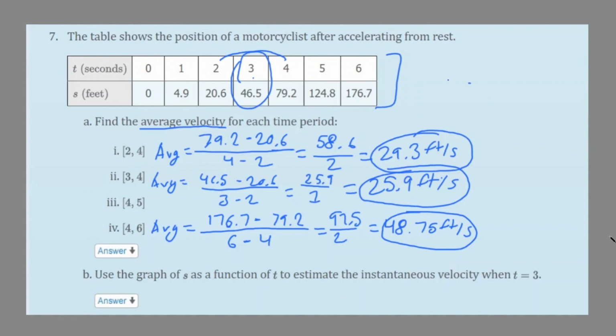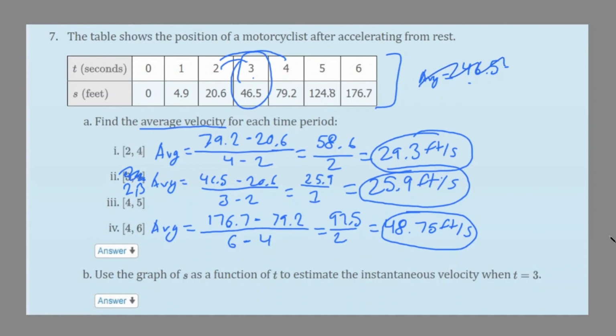Now what we could do is find the average velocity from 2 to 3. That would help us. So if we find the average velocity from 2 to 3, we would do 46.5. Hold on. Oh, my mistake. Over here I did it from 2 to 3. So let's just switch the question there, 2 to 3.